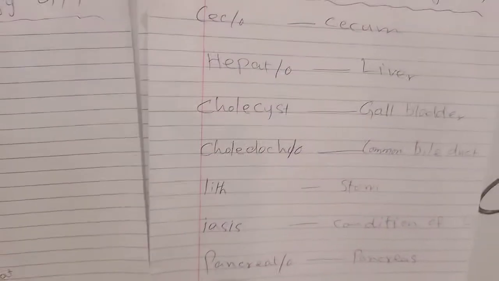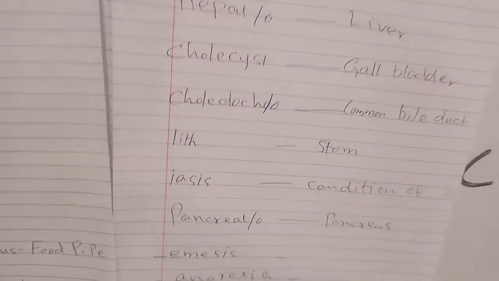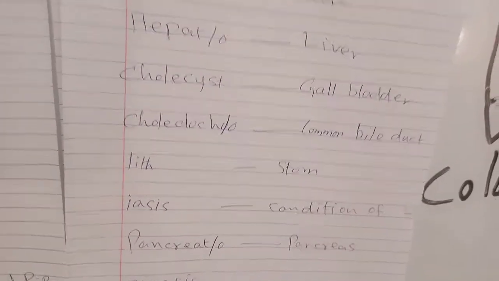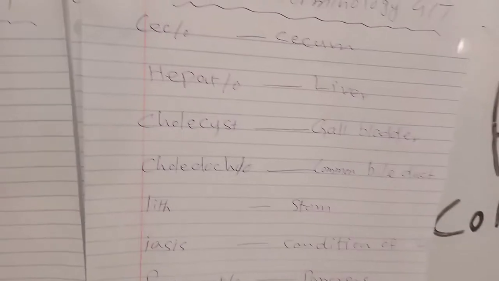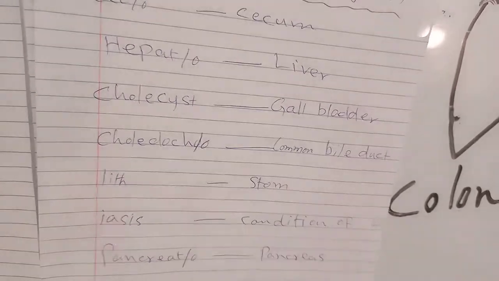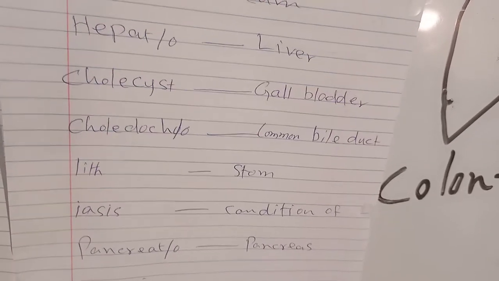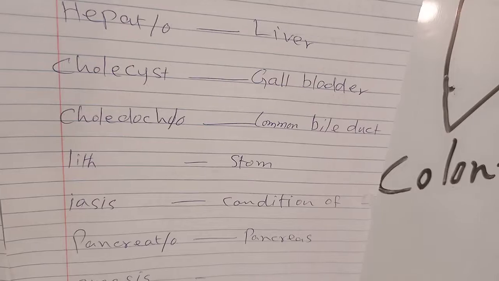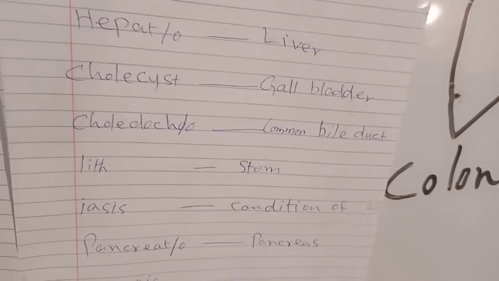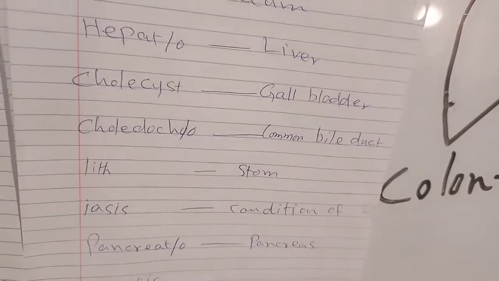Next word is hepat. Hepat means liver. Hepatitis, hepatoma, cirrhosis of the liver. It is a degenerative disease, but when it is healed, it is replaced by fibrosis, and that is non-functional. So quite a big part of the liver becomes non-functional.